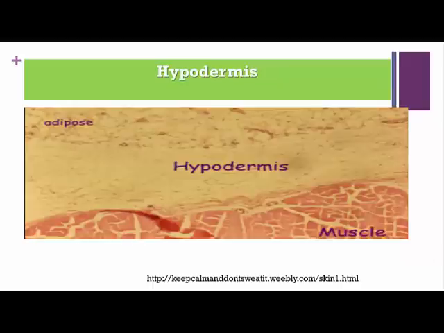Now we are going to see the hypodermis. The hypodermis contains adipose tissue and muscles. It consists of loose connective tissue, adipose tissue and elastin. The main cell types are fibroblasts and macrophages plus adipocytes. The fat serves as padding and insulation for our body.